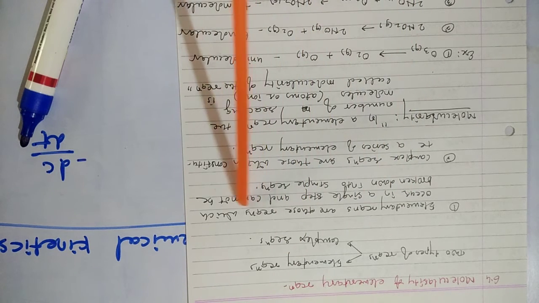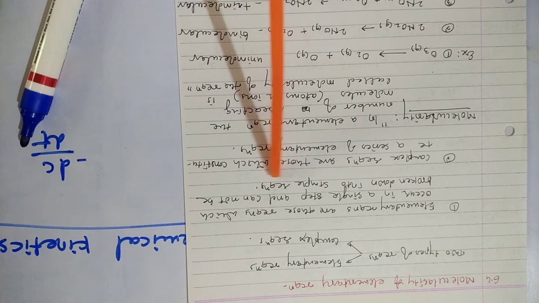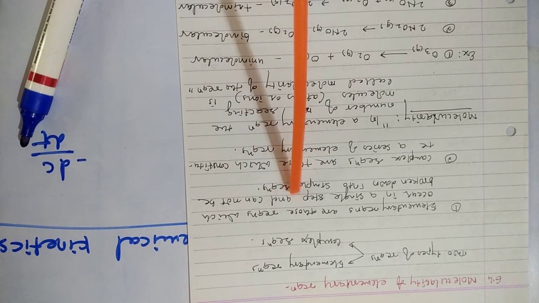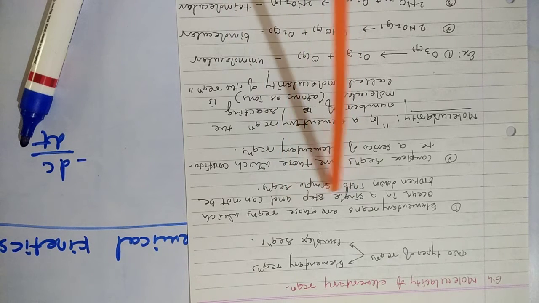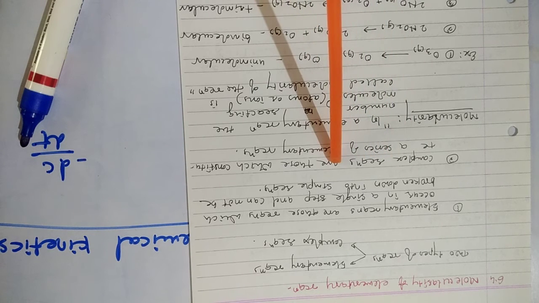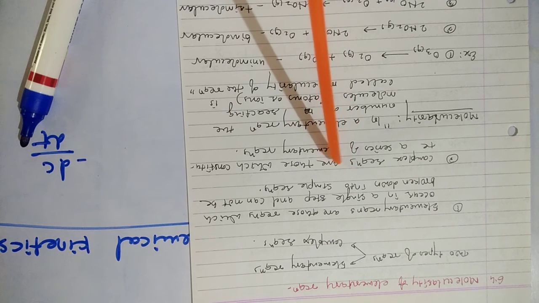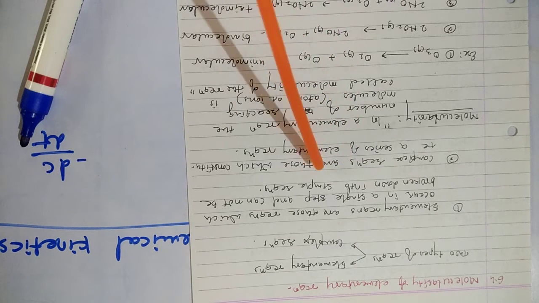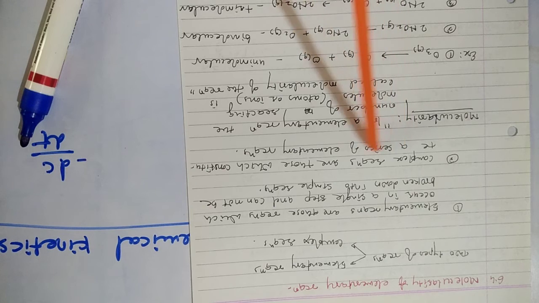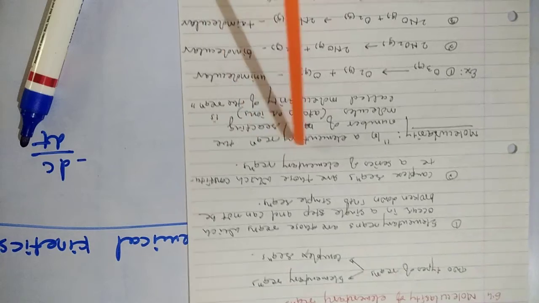Elementary reactions are those reactions which occur in a single step and cannot be broken down into simpler reactions. That means it does not occur in a number of steps. Okay, that is, the elementary reaction occurs in a single step only. Now what is a complex reaction? Complex reactions are those reactions which occur in a number of steps. That means it takes 2 steps, 3 steps for its completion. That's why complex reactions are those which constitute a series of elementary reactions.